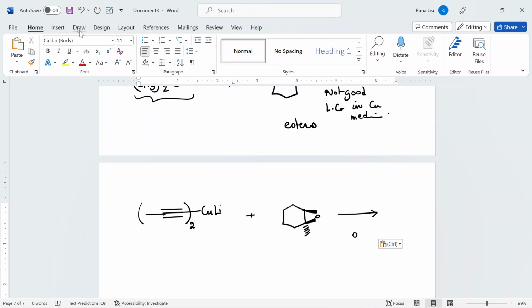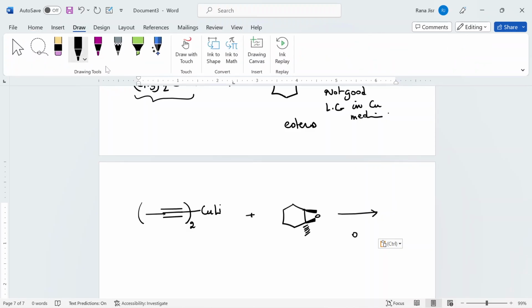So let's have an example over here. I have my R of the Gilman. Just one of the R's is going to come and attack the less substituted carbon from the opposite side of the epoxide, opening the epoxide up. With these reactions, normally we also use diethyl ether. So it opens up in there, keeping the same stereochemistry of the oxygen of the epoxide for the OH.